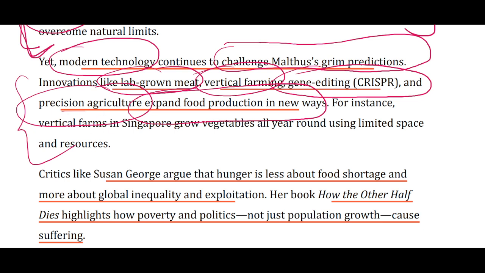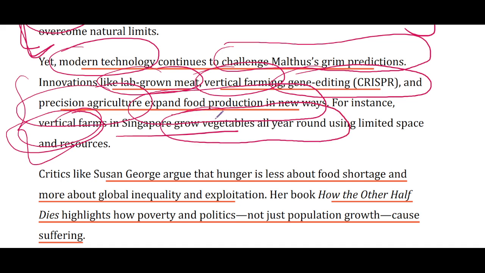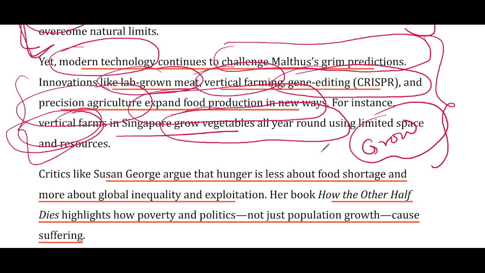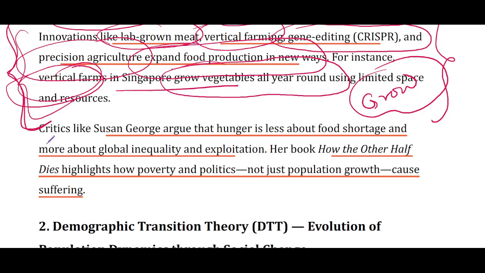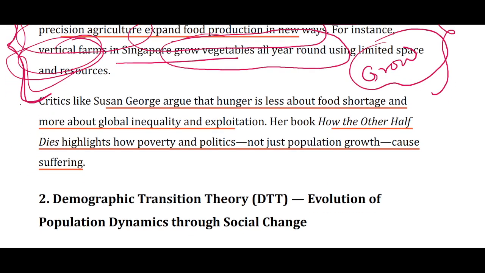You might have heard about vertical farms in Singapore, where vertical farms, even on commercial buildings, household buildings, residential buildings, can grow vegetables all year round. So this is human ingenuity that has found new ways to grow and expand resources with ever-increasing population. And such technological innovations have been ignored by Malthusian theory.